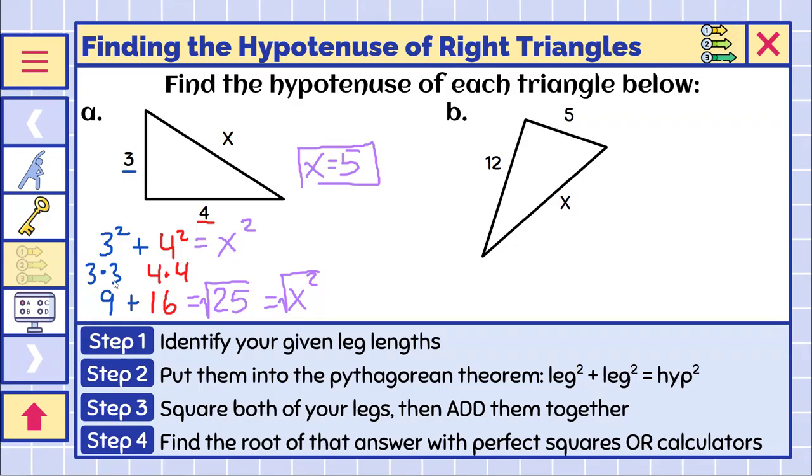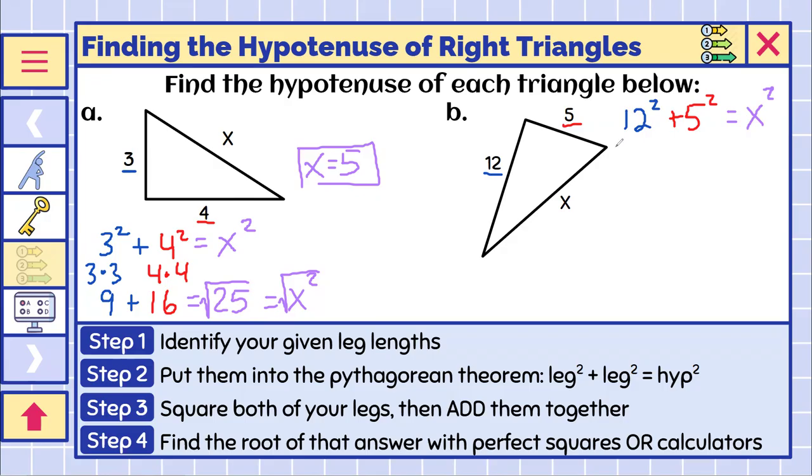Let's do another example. This time, we have 12 and we have 5. So that means we're putting it into the formula. We have 12 to the power of 2, or 12 squared, and that's going to be added to 5 to the power of 2, or 5 squared. And that should equal, again, they use x, so x to the power of 2.